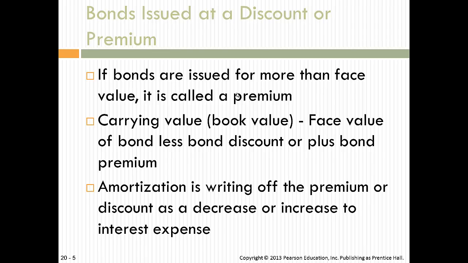Carrying value is just like book value. Remember, we had book value when we accounted for assets and depreciation. The book value of a long-term asset is the cost of the asset minus accumulated depreciation. This is similar in that the carrying value of a bond is the cost of the bond minus bond discount. With bonds, we can also have a premium, and a bond premium is added to the cost of a bond to arrive at carrying value. Amortization is the process of writing off the premium or discount over time.